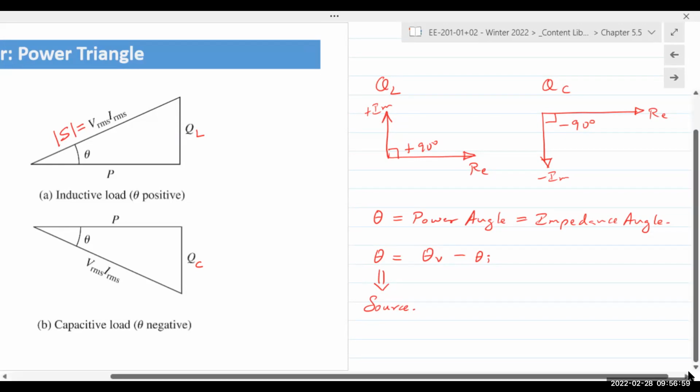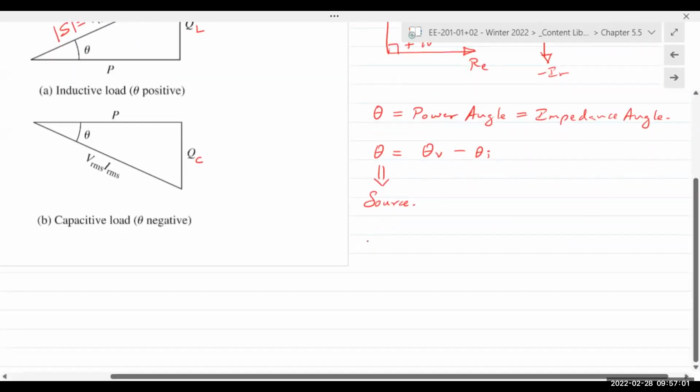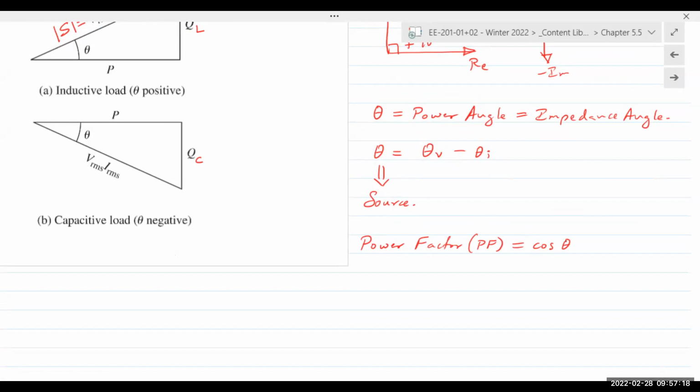So power angle theta, that's where we come to a term known as the power factor. Power factor is simply the cosine of theta. Again, it is a right angle triangle. So cosine of theta is going to tell you how much reactive power the system requires.